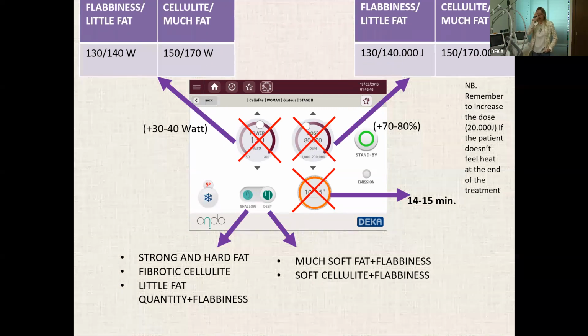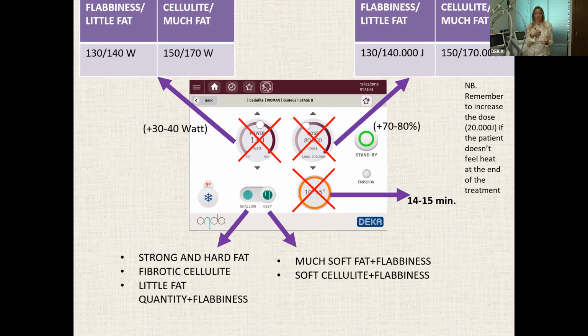Just to refresh the ideas. So the dose, what is the dose? The dose is the amount of the energy that I want to push in that quadrant. So it is the amount of the energy that I want to deliver to obtain results. So for obtaining better results, I need to increase the dose. So the most important parameter is the dose.